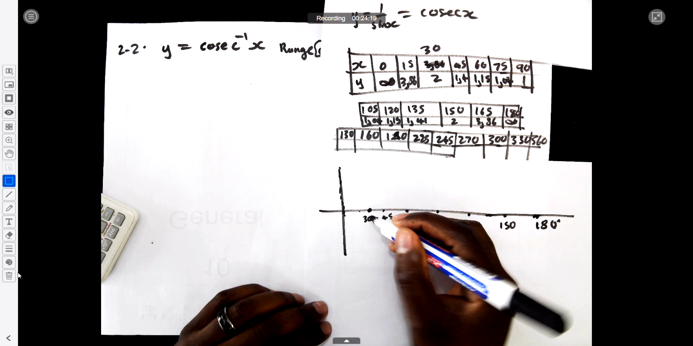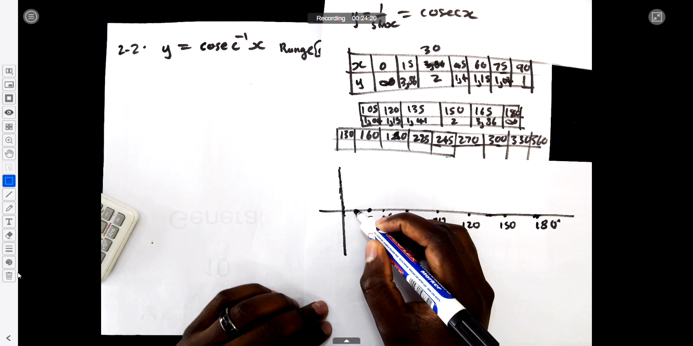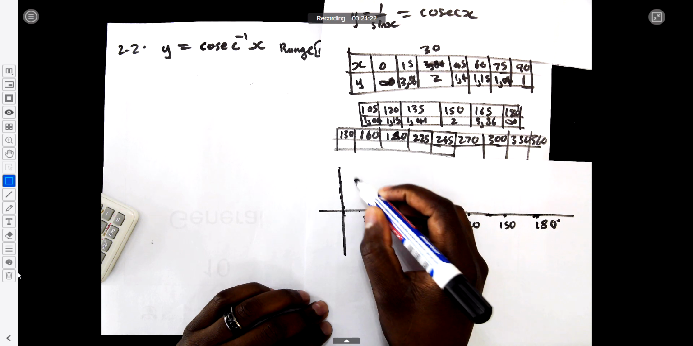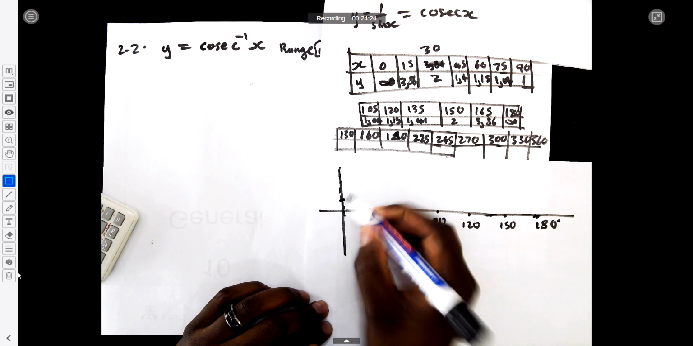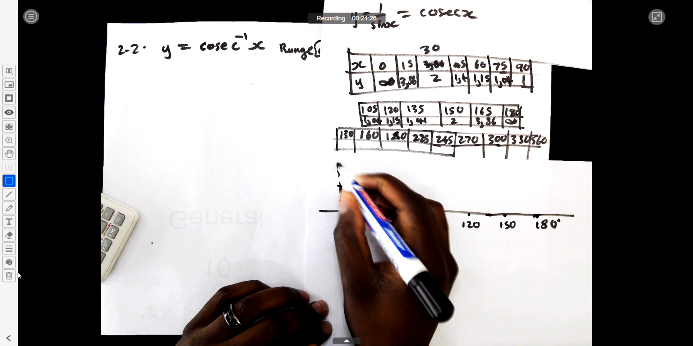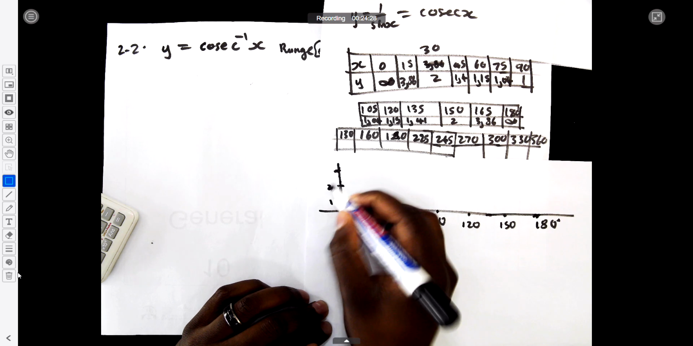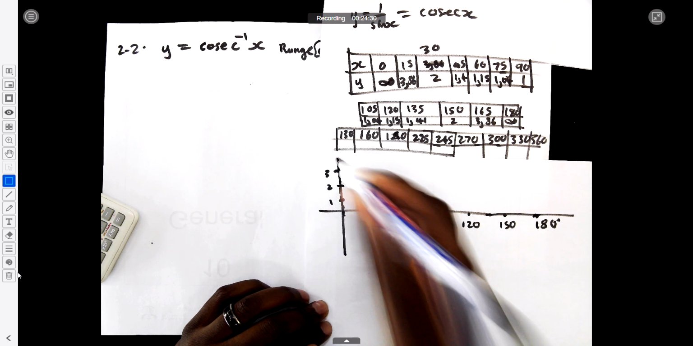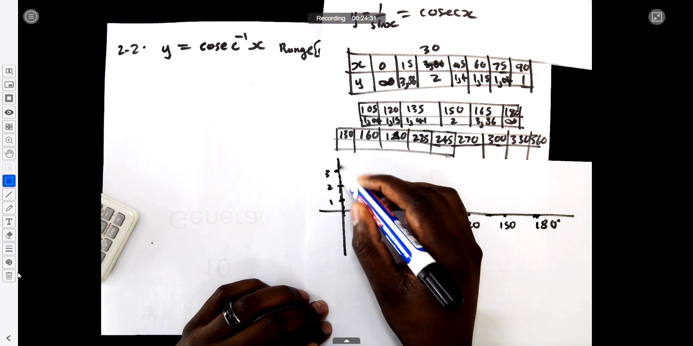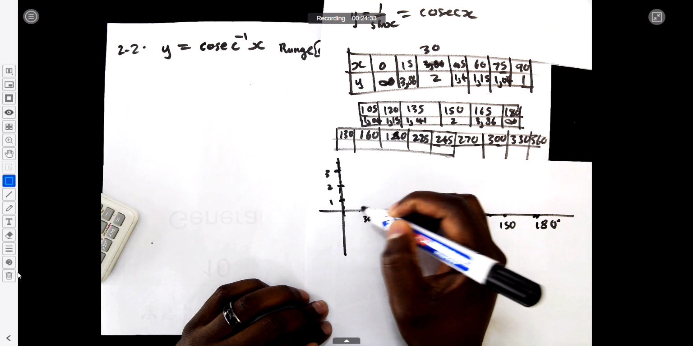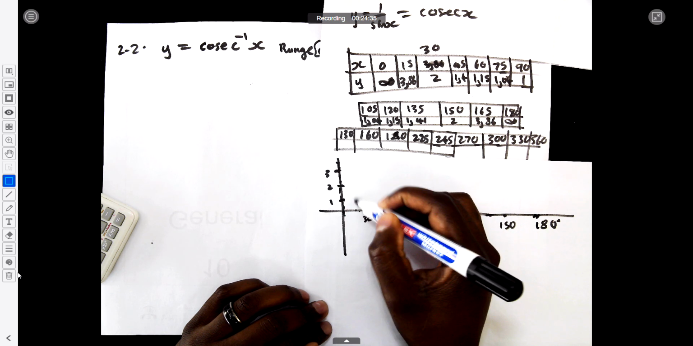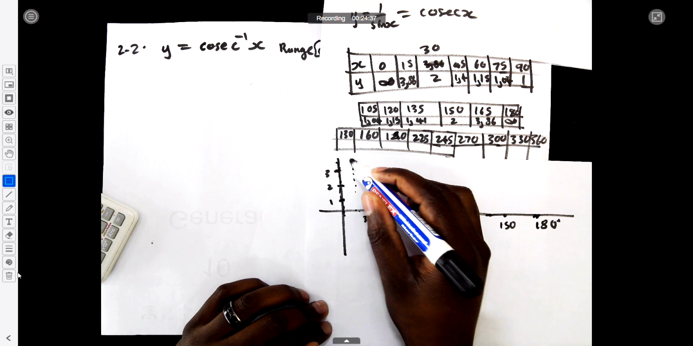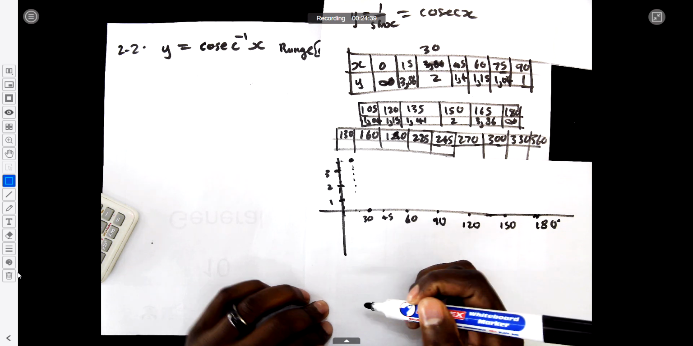Number 2, let's look at 15. At 15, I hope you saw, let me put 1, 2, 3. So at 3, we had 3.86, isn't it? Let me zoom in somewhere there. At 15, I have a point there.